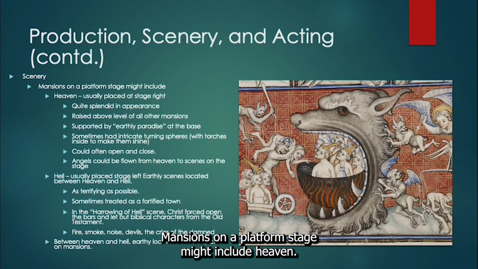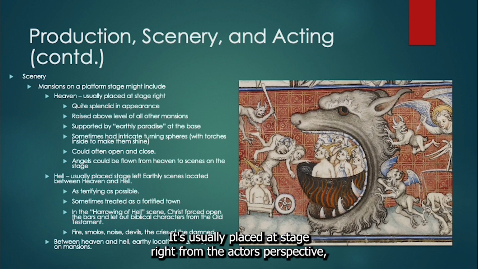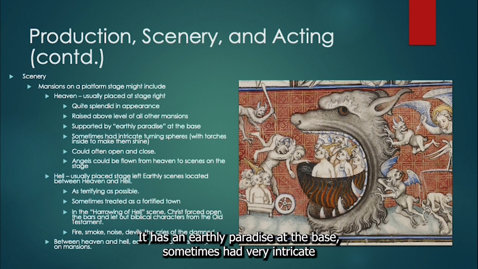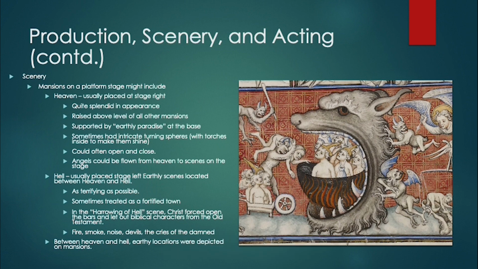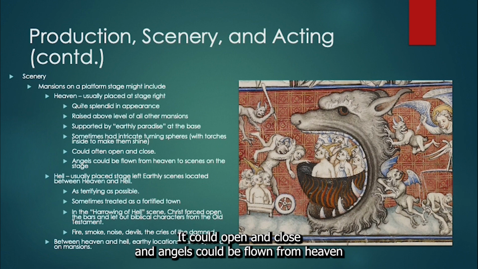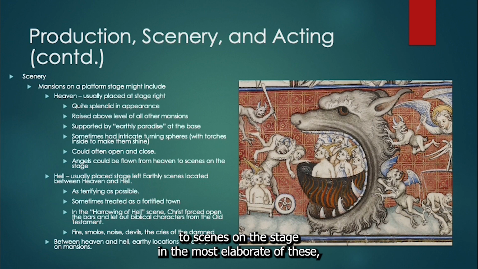Mansions on a platform stage might include heaven. It's usually placed at stage right from the actor's perspective. Really splendid in appearance. It's higher than all the other mansions. It has an earthly paradise at the base. Sometimes it had very intricate turning spheres with torches to make them shine. It could open and close, and angels could be flown from heaven to scenes on the stage in the most elaborate of these. And hell was often presented as a hell mouth.